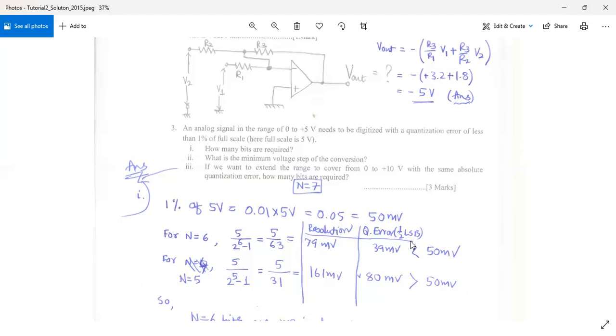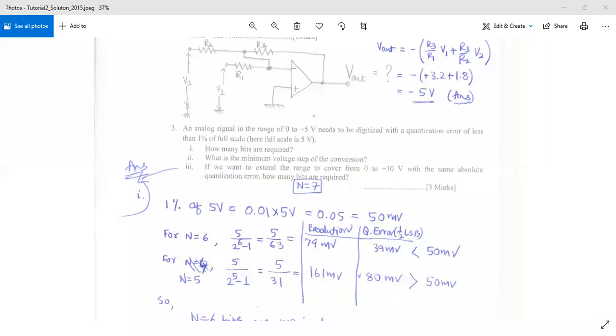It has just been rounded off. So 39.5 millivolt is less than 50 millivolt, isn't it? So now this satisfies the condition that was given in this particular case, right? The quantization error is less than 50 millivolt, or 1% of the full scale. So this satisfies our condition. So how many bits are required? If n is equal to 6, the number of bits required is 6, okay?